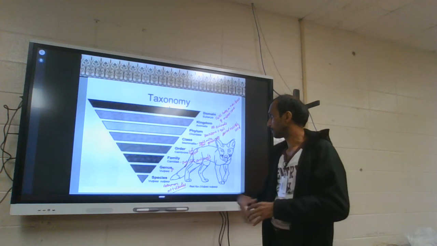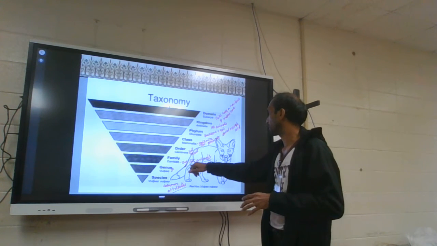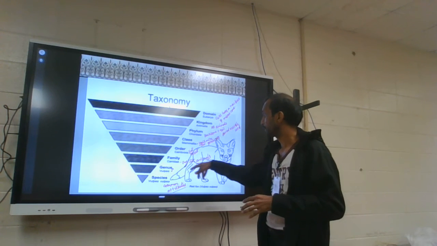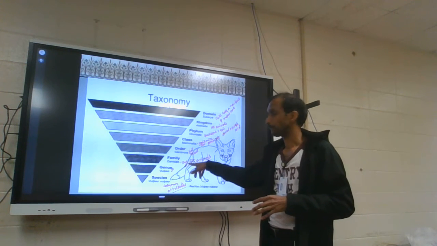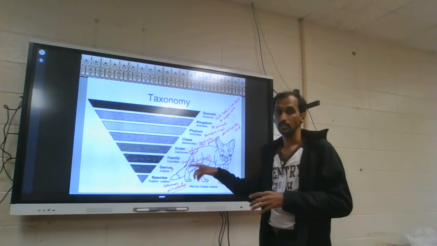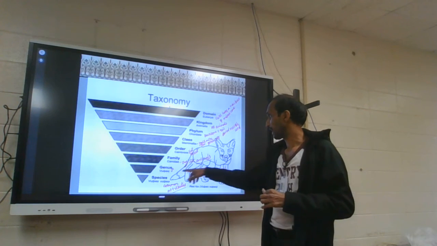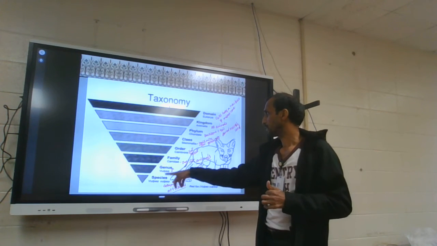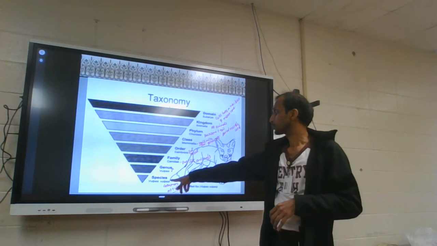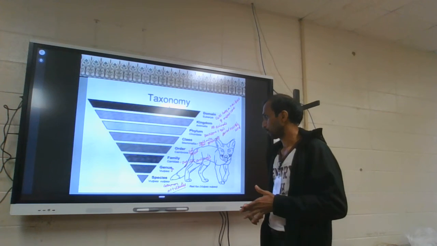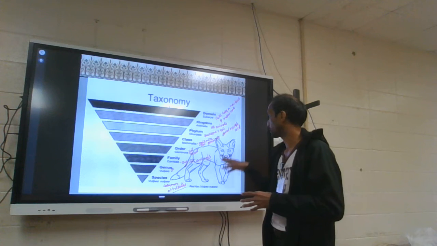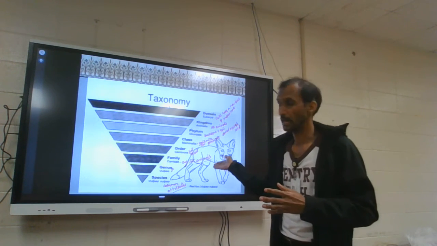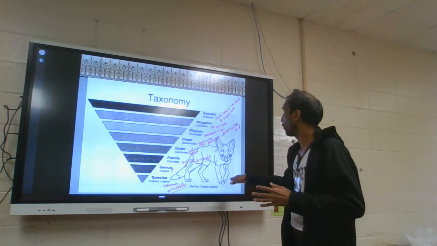The next one is family, Canidae. It's a dog-like animal. All the animals that look like a dog, in that kind of shape, come under this family of Canidae. The next one is genus. This particular animal's genus is Vulpes, so this animal comes under the genus Vulpes. The final one is species. Vulpes vulpes is the dual name or scientific name for this red fox. So again, the name of the animal is Vulpes vulpes.